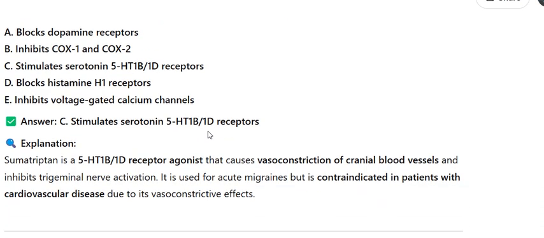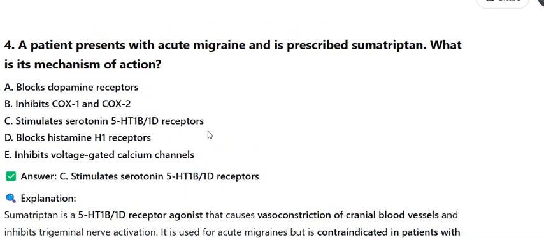4. A patient presents with acute migraine and is prescribed sumatriptan. What is its mechanism of action? A. Blocks dopamine receptors. B. Inhibits COX-1 and COX-2. C. Stimulates serotonin 5-HT1B/1D receptors. D. Blocks histamine H1 receptors. E. Inhibits voltage-gated calcium channels. Answer C.